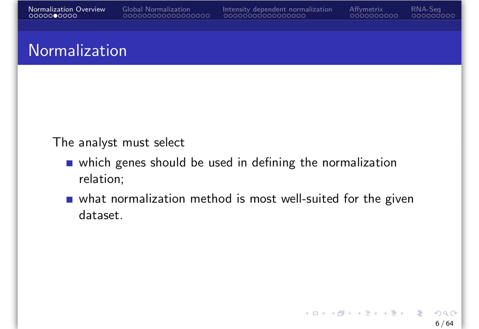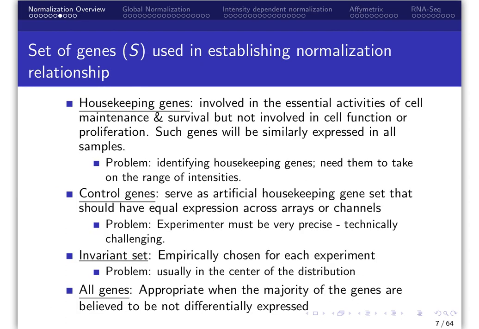There are two decisions the analyst must make when normalizing a set of microarrays. First, which genes should be used to establish the normalization relationship? Second, what normalization method is most well suited for the given data set? With respect to the first decision, one usually decides between housekeeping genes, control genes, an invariant set of genes, or simply you use all genes.